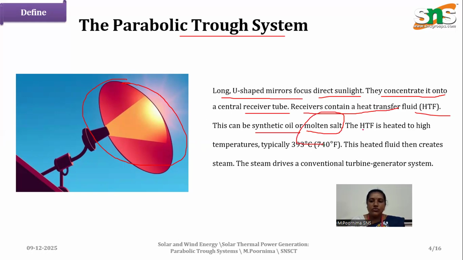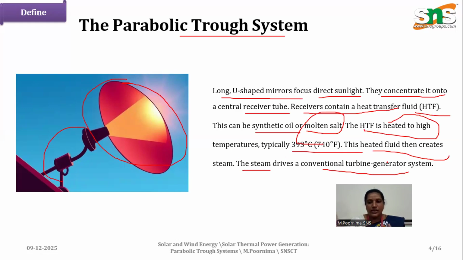The heat transfer fluid is heated to a temperature of about 393 degrees Celsius, 740 degrees Fahrenheit. And this hot fluid then creates steam. The steam is very important. The steam drives the conventional turbine, the turbine is connected with the generator, and finally we are getting the electrical output.